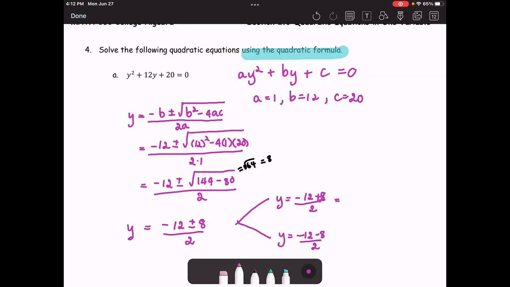Negative 12 plus 8 is negative 4, divided by 2, which turns out to be negative 2 as the first solution. For the second one, the numerator is negative 20, divided by 2, simplified to be negative 10 as the second solution.